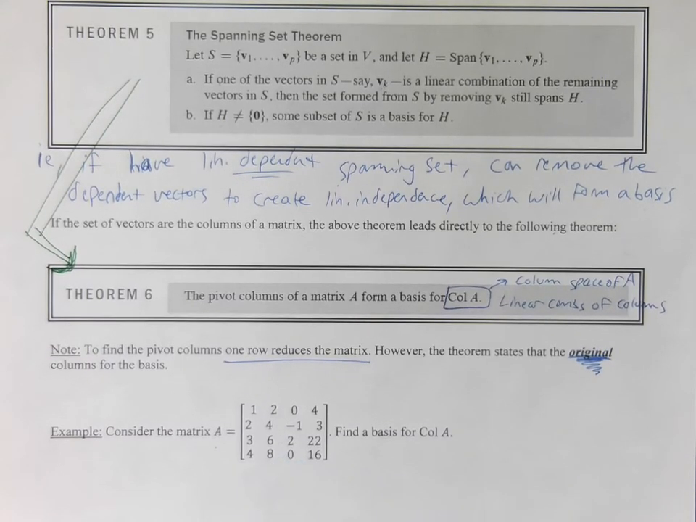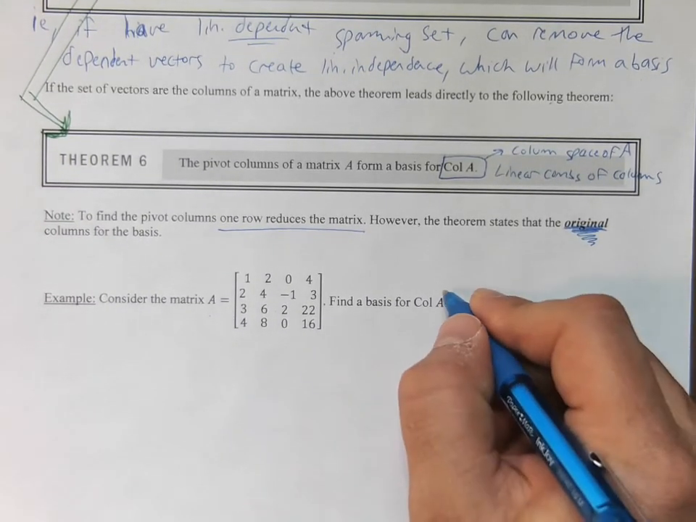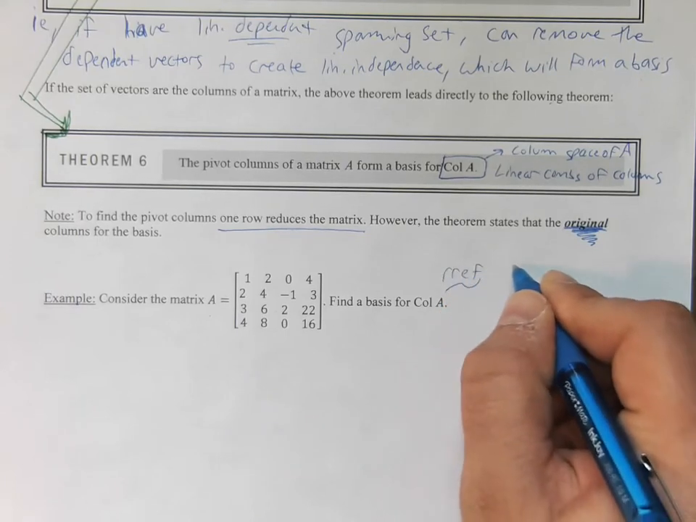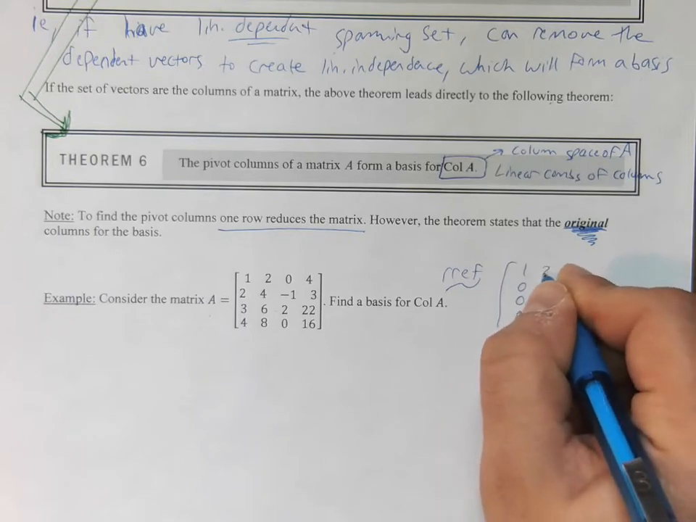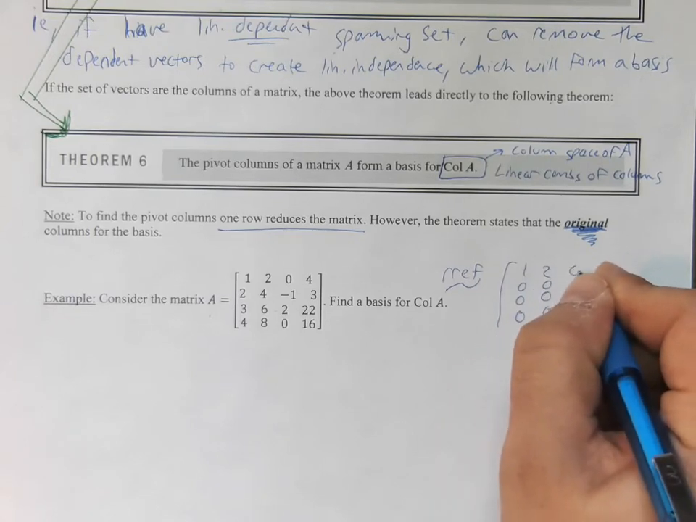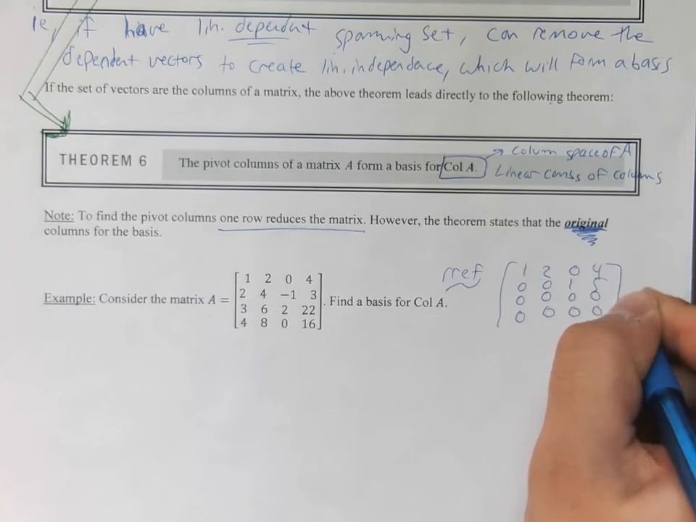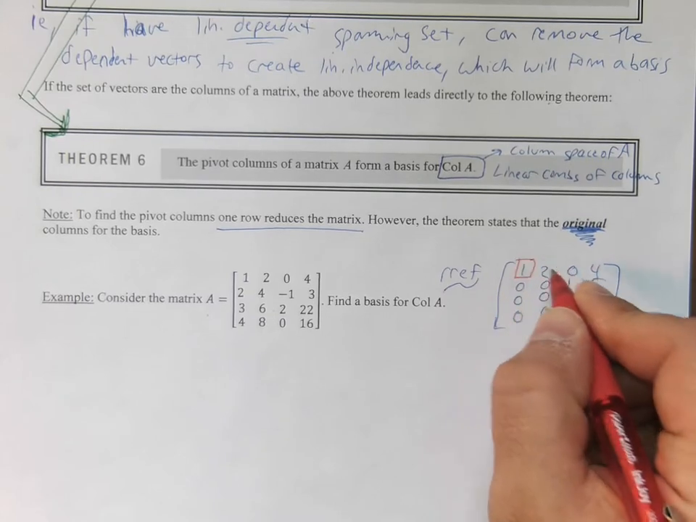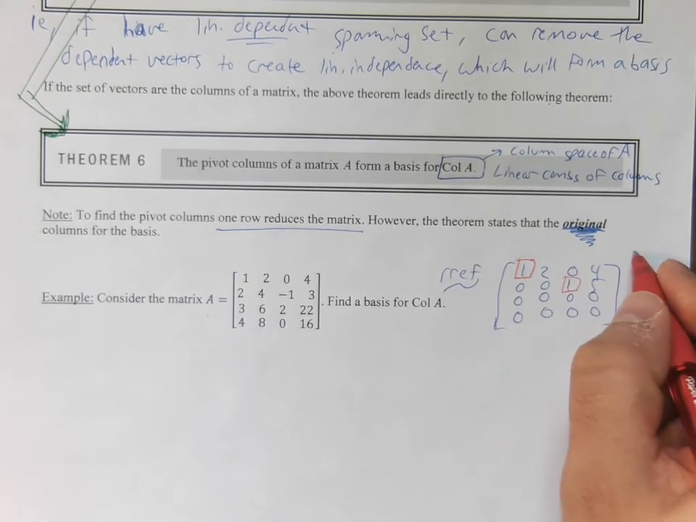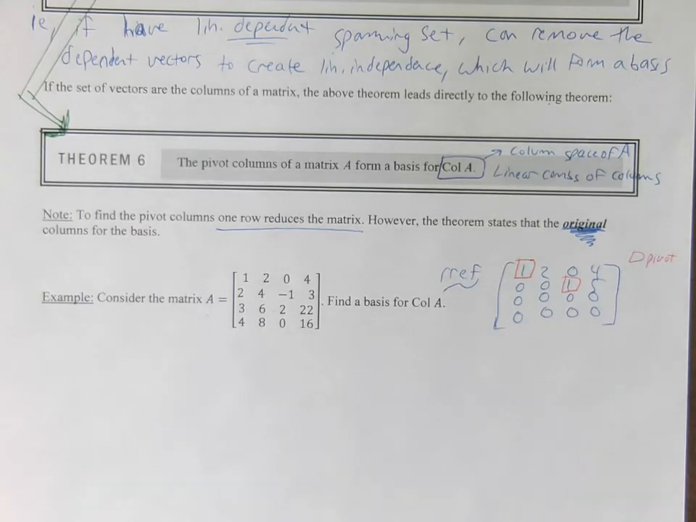So here's A. We want to figure out which ones are the pivot columns. Let's row reduce this one. I'm going to do the RREF right over here. And when I row reduce, you get this matrix. So that's the reduced form. And then you can figure out the pivots. So the pivot in the upper left, and then you go down and right, and this is the pivot right there. So these are the pivots, and there are two pivots.